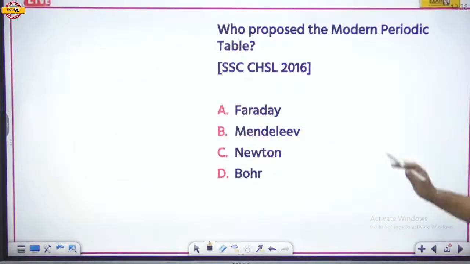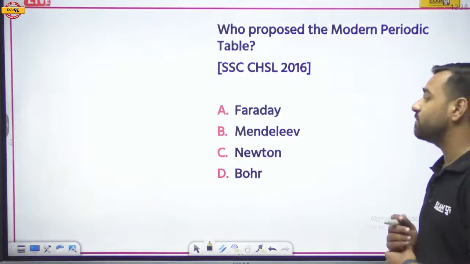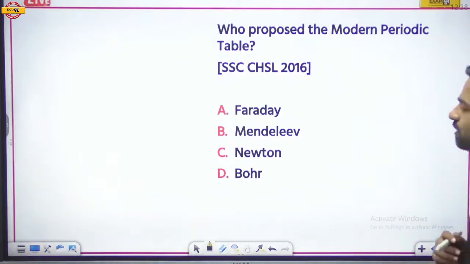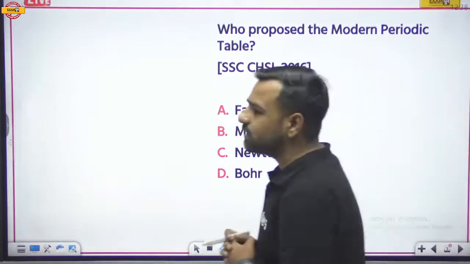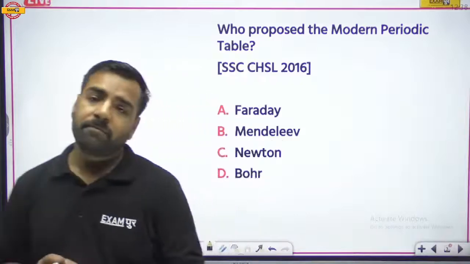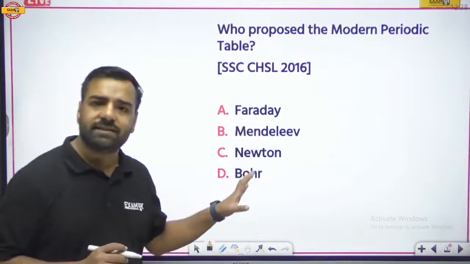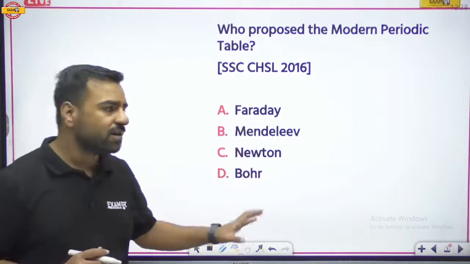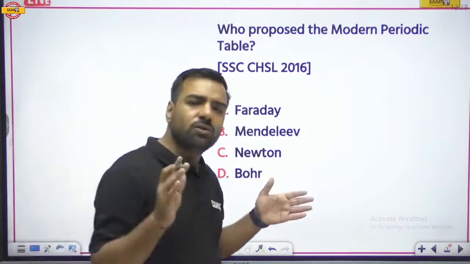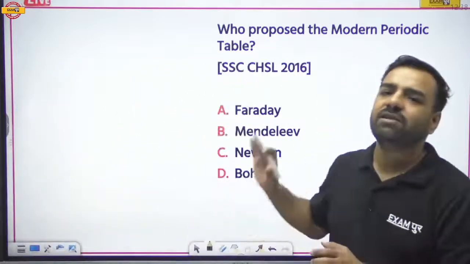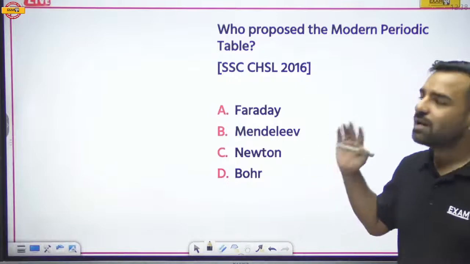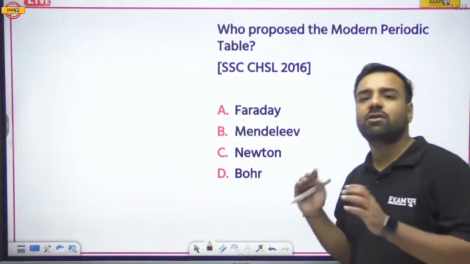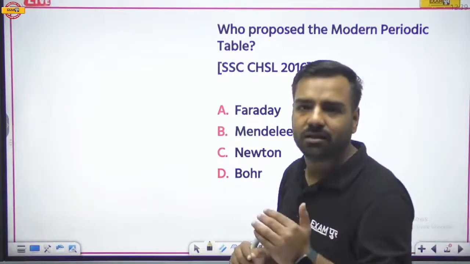The first question is, who proposed the modern periodic table? We have four options here: Faraday, Mendeleev, Newton, Bohr. This is the question which was asked in CHSL 2016. But it's not only asked in CHSL, it is asked in other examinations as well, in other years also.